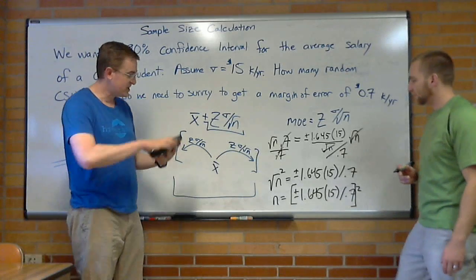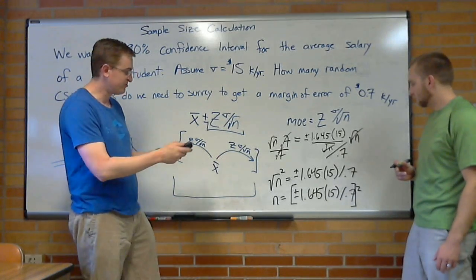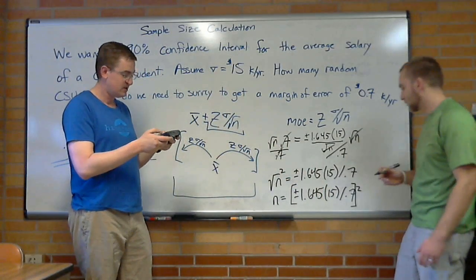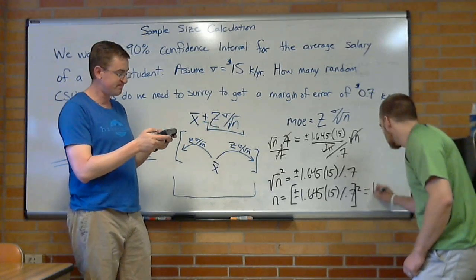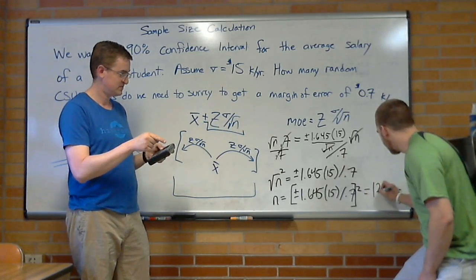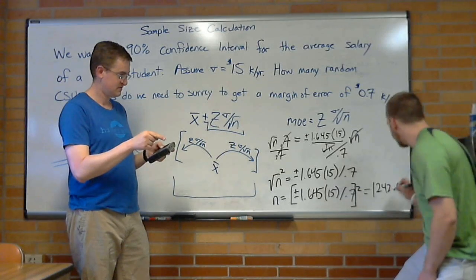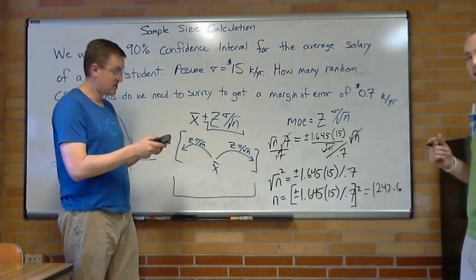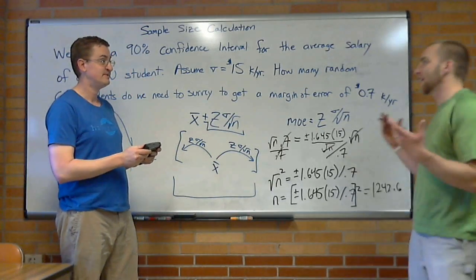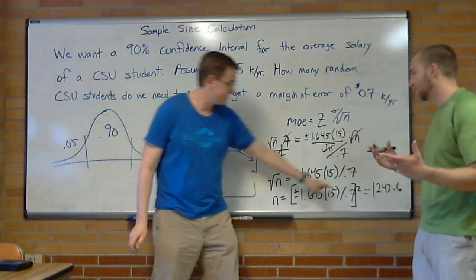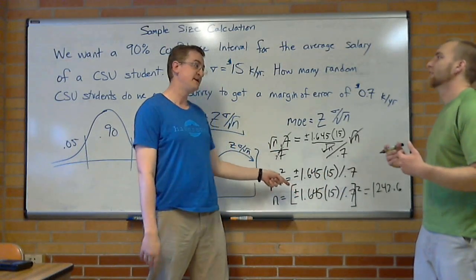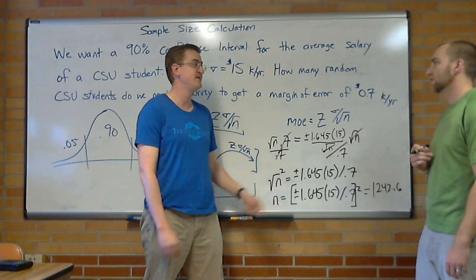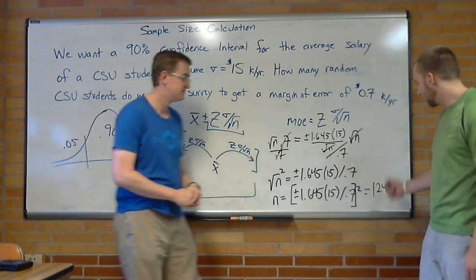Well, let me try it using a positive. If I put in 1.645 times 15 over 0.7 and then square the whole thing, I get 1,242.6. Now, watch what happens if I try using a negative. Oh, I get the same thing. How does that happen? Because this negative squared makes a positive. As such, it doesn't matter whether you use the positive or the negative z, you're going to get the same answer.